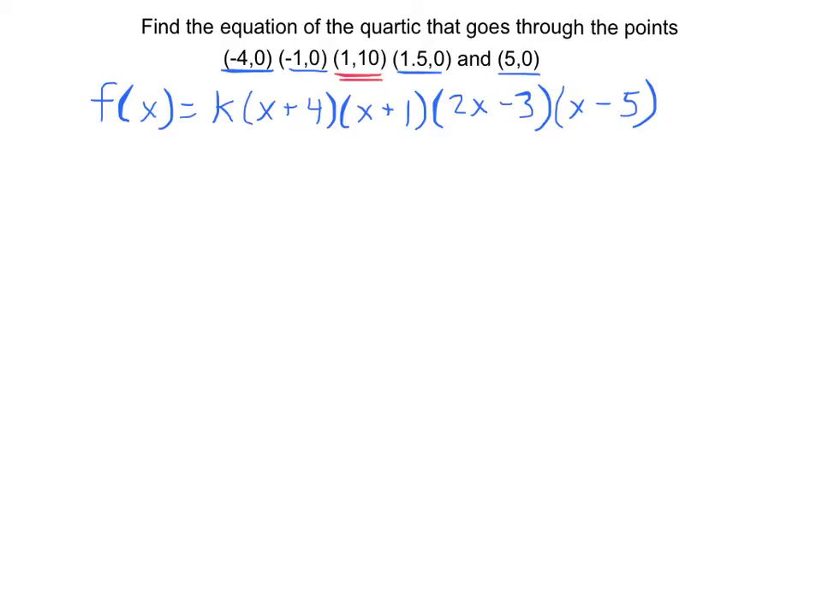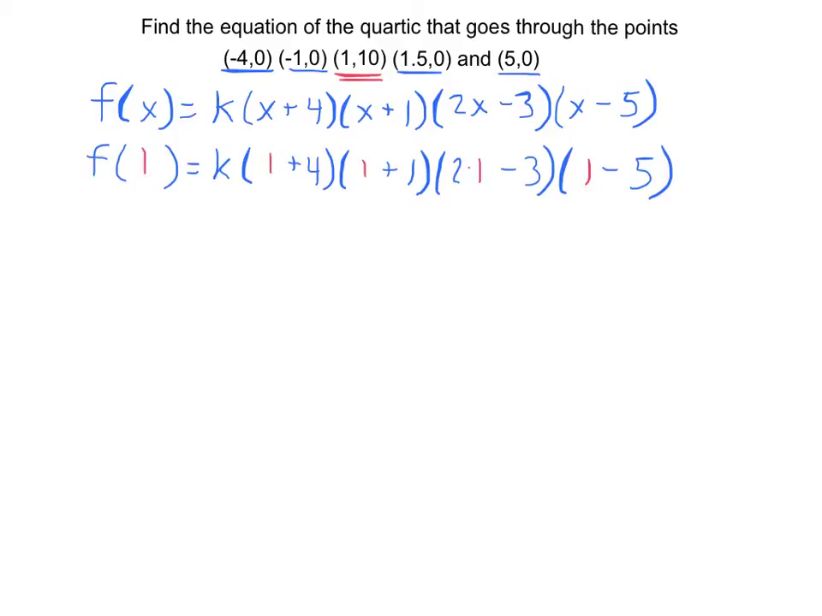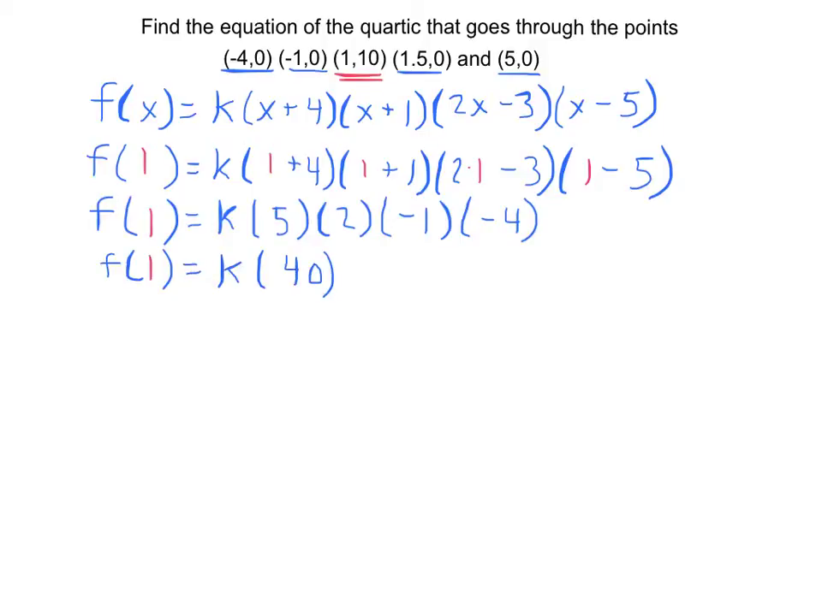I want to figure out what the scalar is, so I need to use this point here. So I'm inserting 1 in for the x, and now evaluate each set of parentheses. Multiply through. So here, 5 times 2 is 10, -1 and -4 makes +4, 10 times 4 is 40, so I'm going to get 40k. I know that my input of 1 produces an output of 10, so f of 1 can be replaced with 10. And divide. So that got me the scalar. Now I'm just going to plug it back in and get it to standard form.